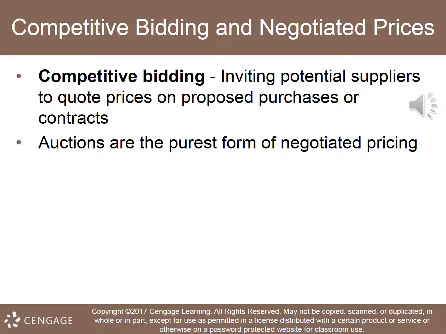In situations where prices are not set prices, such as many government and business purchases, a competitive bidding process may be used. A competitive bid results from the process of inviting potential suppliers to quote prices on proposed purchases or contracts. Detailed specifications describe the product the firm wants to purchase. A negotiated price represents another form of bidding in which buyers and sellers are brought together to decide on an agreed-upon price of a good or service.